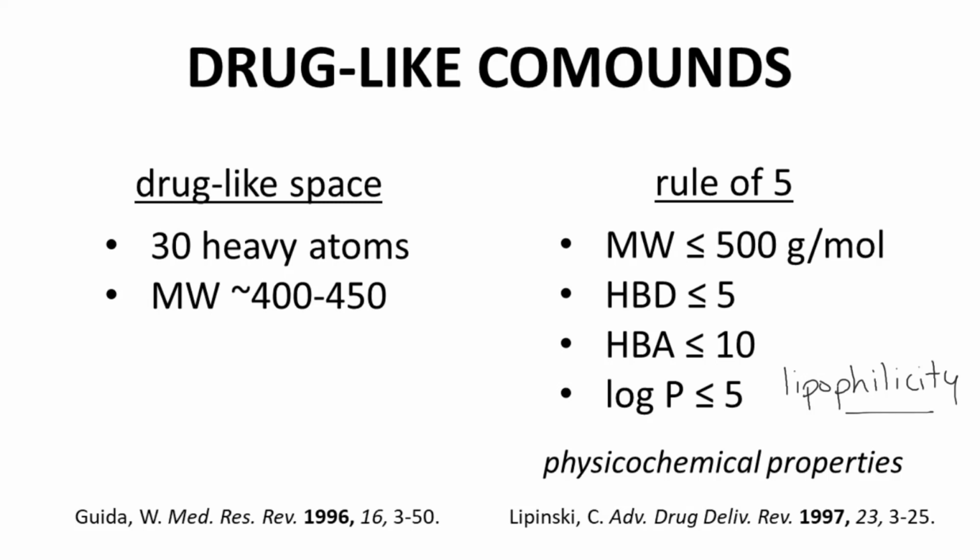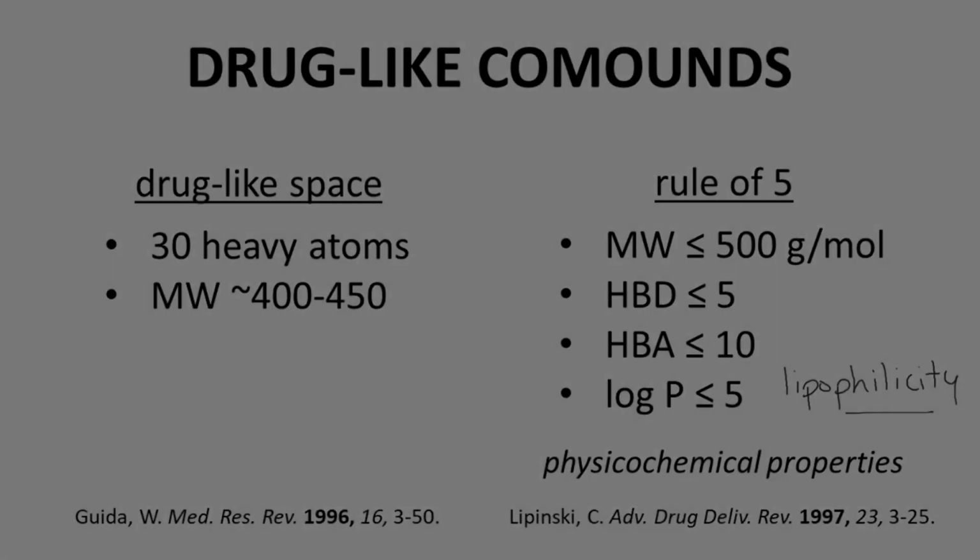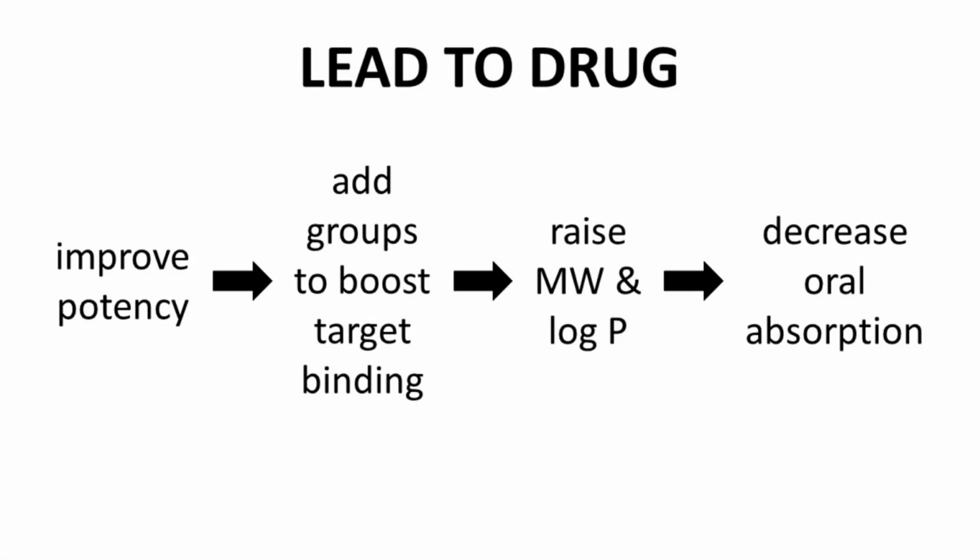How are these relevant to lead optimization? What happens during lead optimization? The properties of a lead are improved. One of those properties is potency. Potency is often increased by making the lead larger, adding functional groups so that the lead will have more binding interactions with its target. Adding groups increases molecular weight. Often adding groups will also increase the lipophilicity of compounds in the lead series.